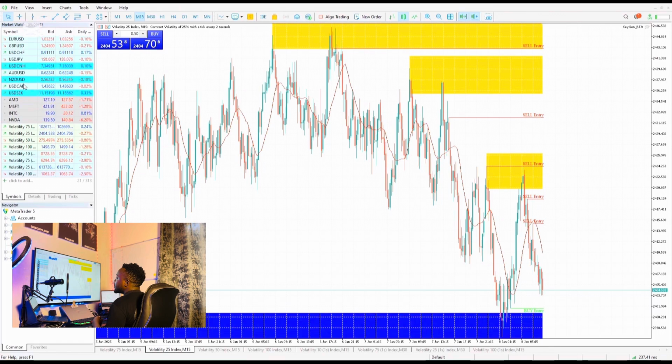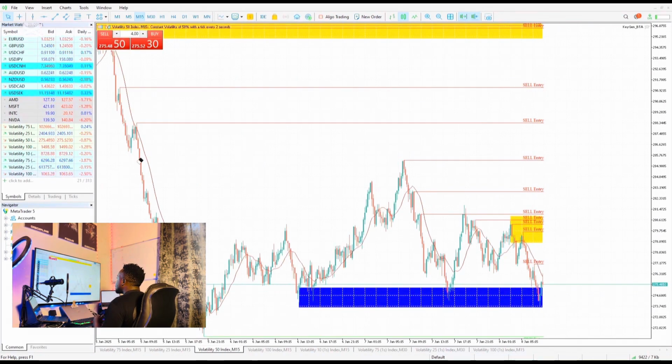Now we can go on and on and on. I'm going to go to V50 and show you guys how powerful this indicator is. So now here's the nice part. We just got this sell zone, right?